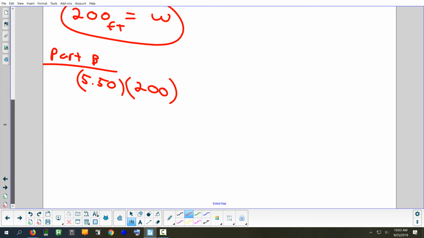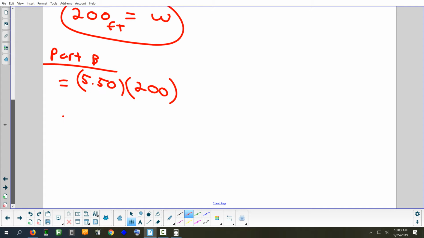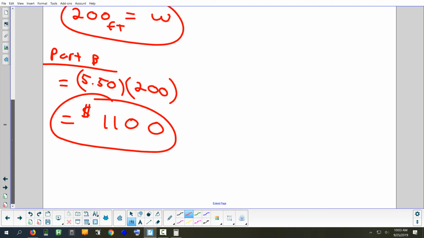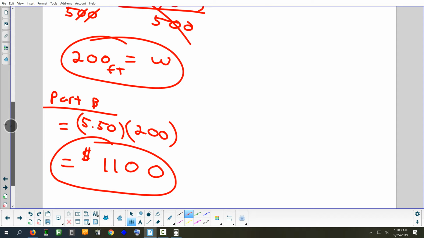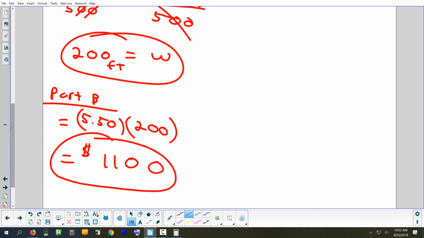550 times 200. Let's use our calculator. 550 times 200 is 110,000. And what would I put as a label on that? Dollars. Okay, so it would cost $110,000 to replace that section of pipe in the front of your yard.